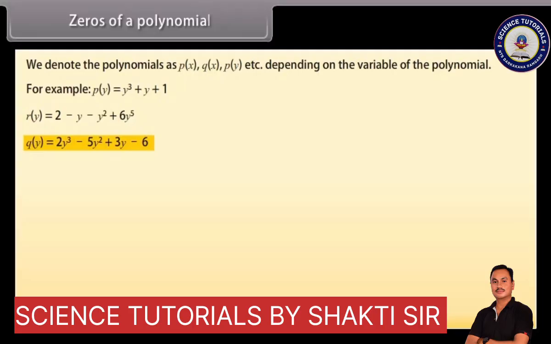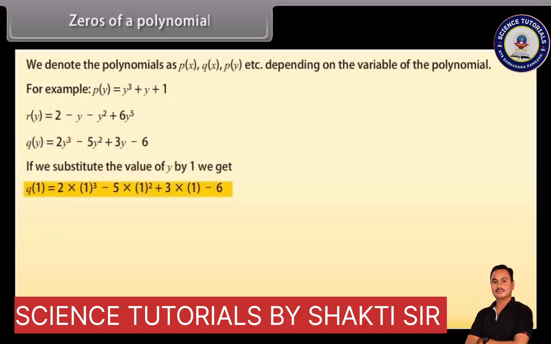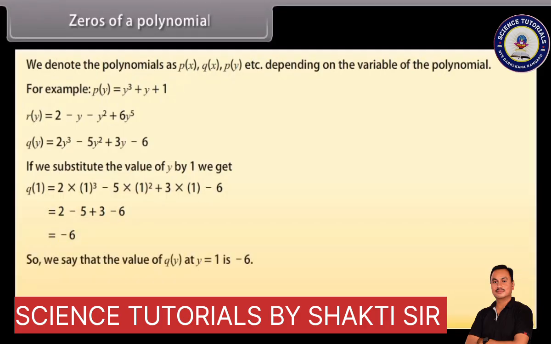q(y) is equal to 2y cube minus 5y square plus 3y minus 6. If we substitute the value of y by 1, we get q(1) is equal to 2 into 1 cube minus 5 into 1 square plus 3 into 1 minus 6, which is equal to 2 minus 5 plus 3 minus 6, which is minus 6. So we say that the value of q(y) at y is equal to 1 is minus 6.